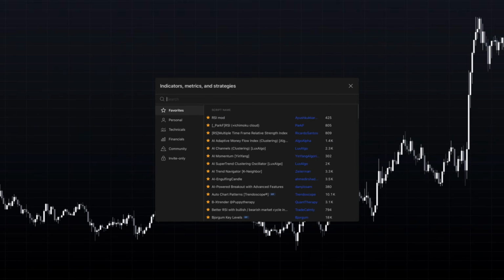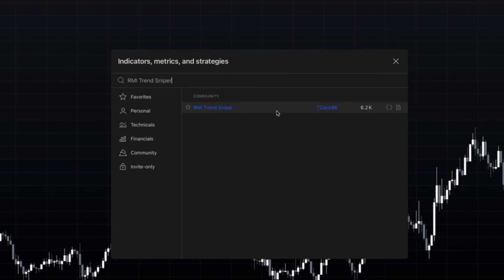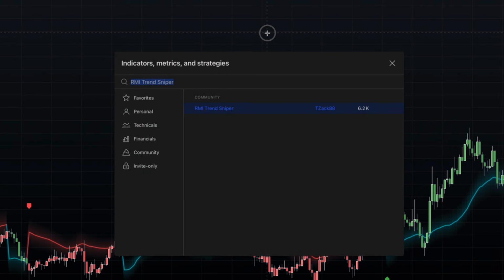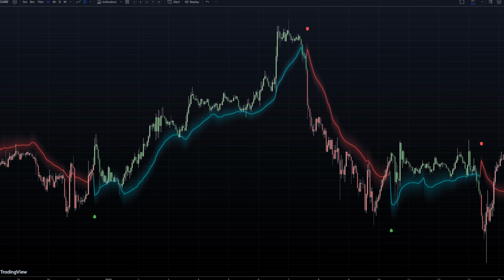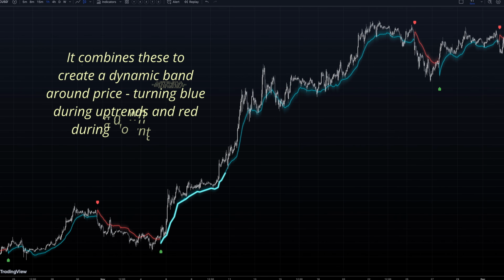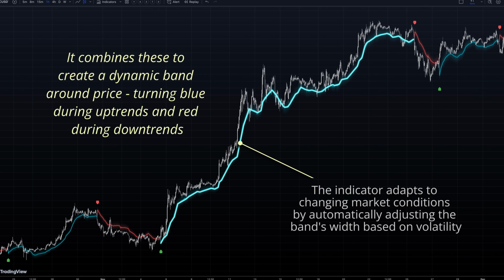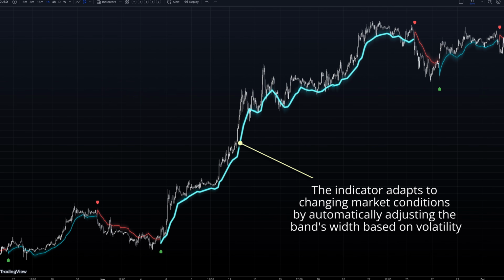Last script on today's list is called RMI Trend Sniper by TZAC88. The RMI Trend Sniper is a TradingView indicator that combines the Relative Momentum Index RMI and Money Flow Index MFI to identify trending market conditions. It creates a dynamic range around the price to help traders spot potential trend changes by calculating the average of RSI and MFI values to measure market momentum.